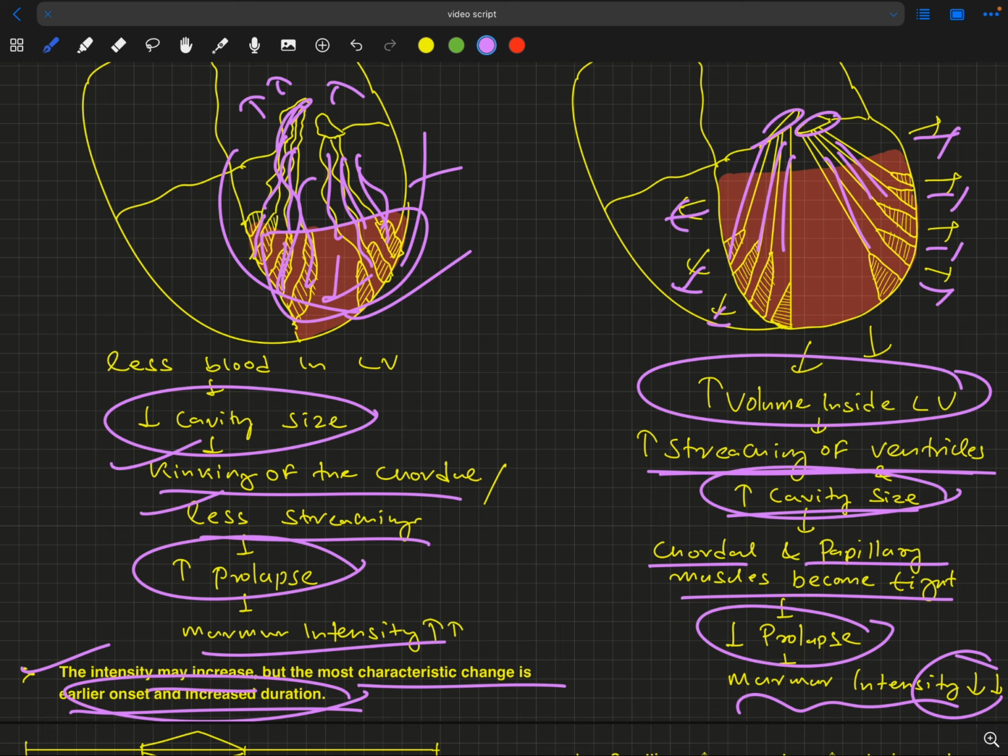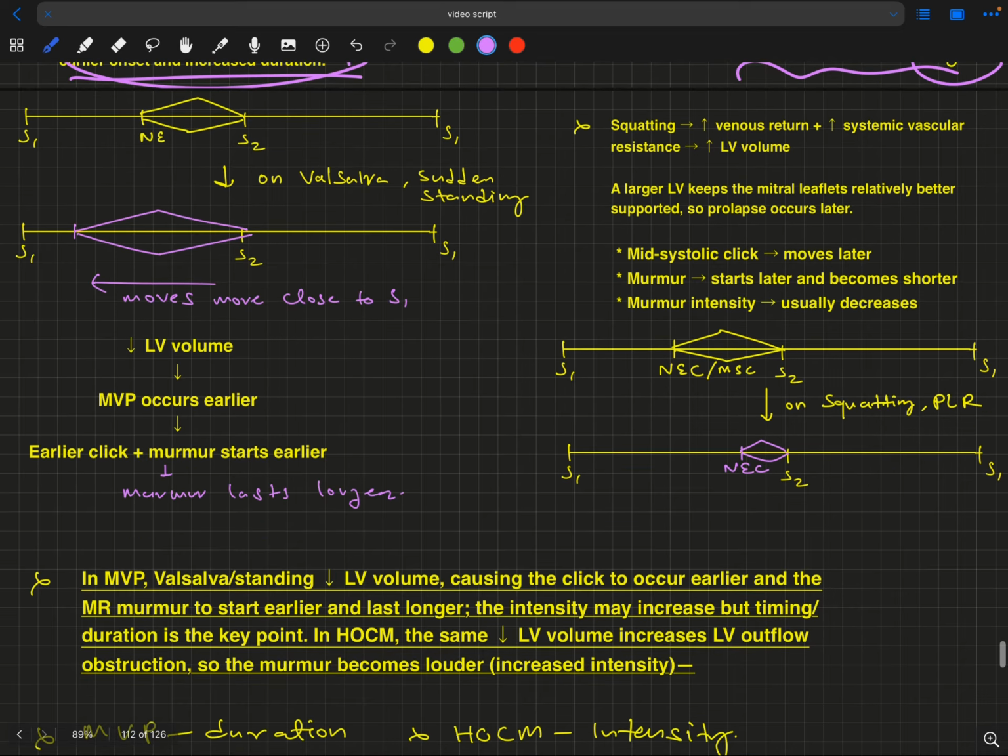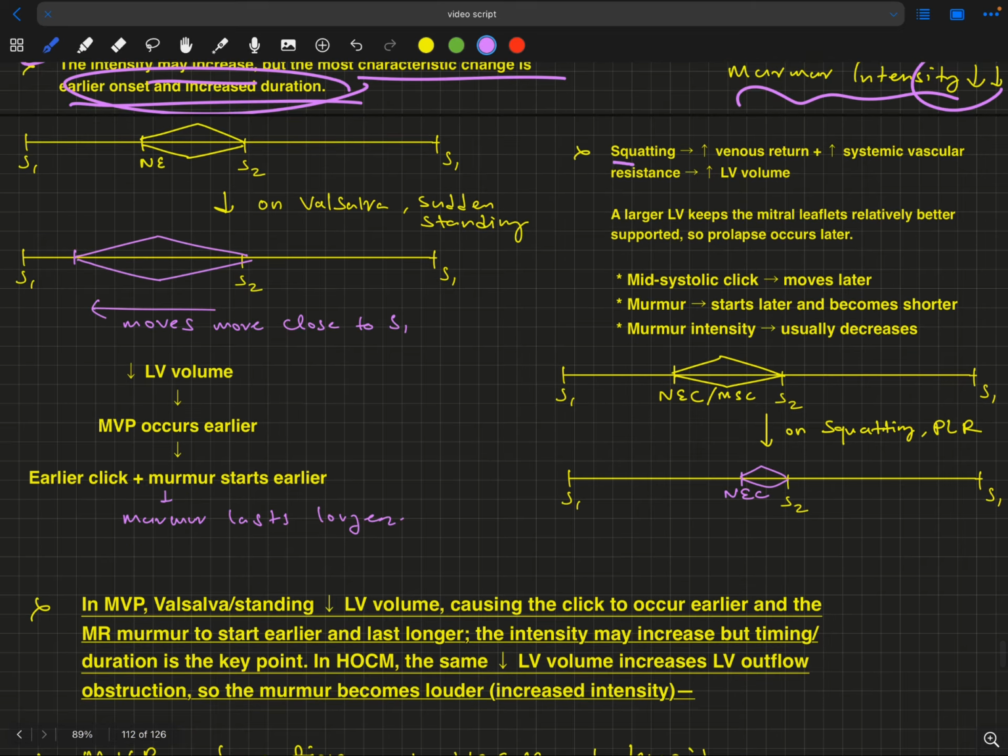So remember, as a general rule, in mitral valve prolapse, when there is less blood inside the ventricle, the murmur will be prolonged, the duration of the murmur will increase. Or when there is more blood inside the left ventricle, the murmur duration will decrease. So this is what happens. Squatting increases venous return and systemic vascular resistance, and there will be an increase in left ventricular volume.